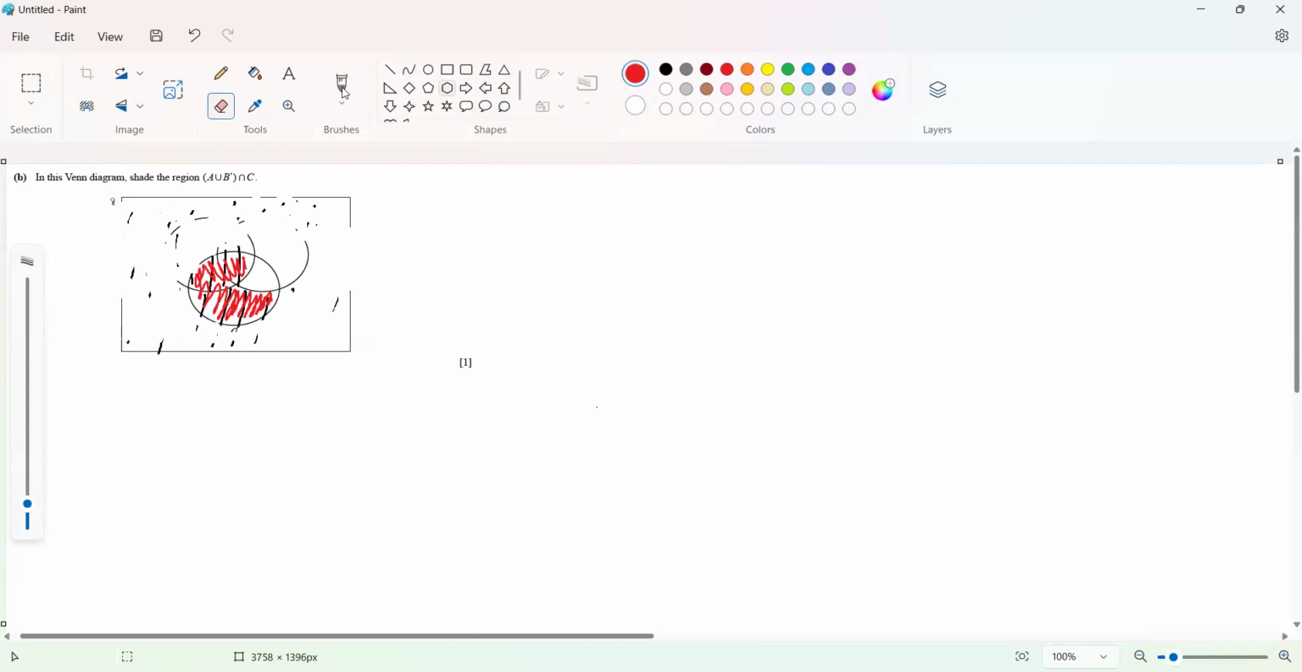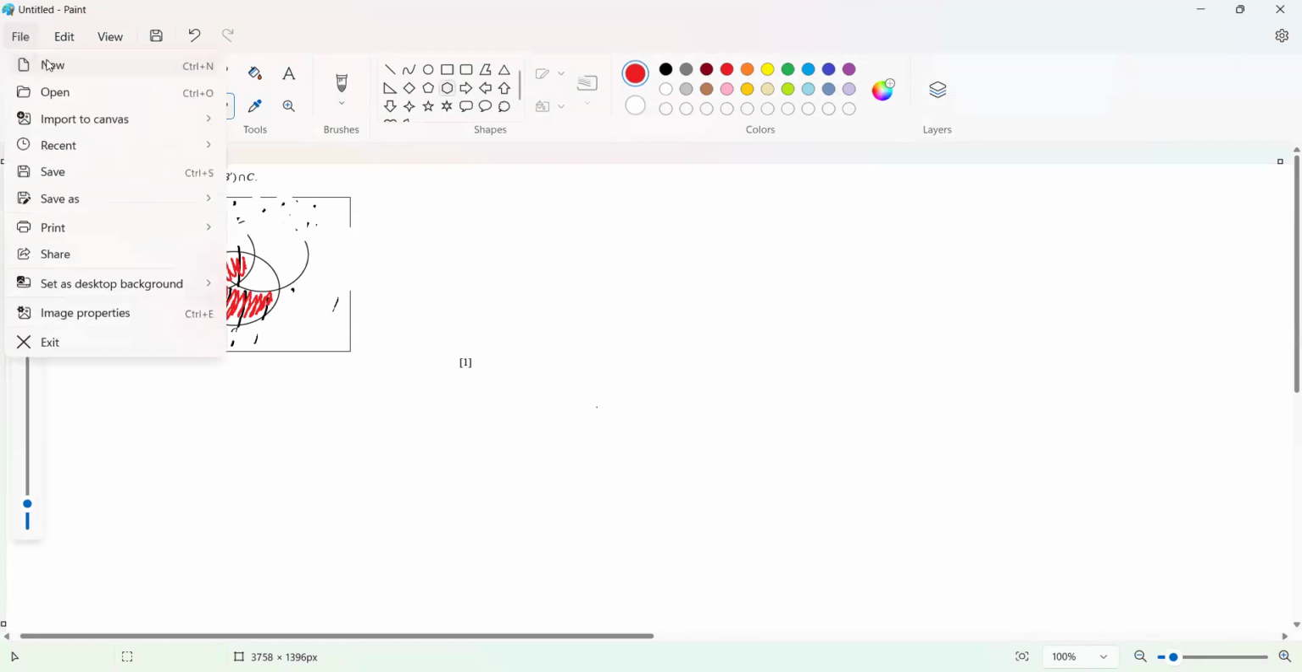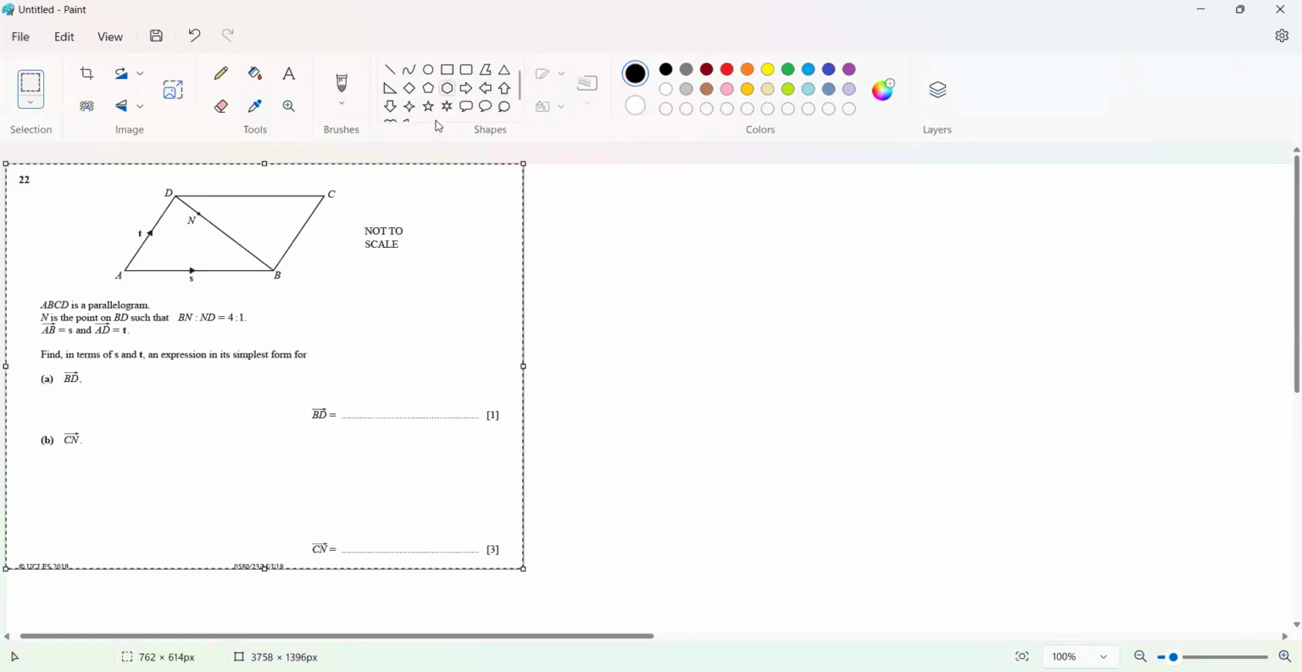So remember, intersect is shade is erase, union is shade more, right? So we are just left with that red region at the end. So you may skip 21 because 21 is not relevant. And then lastly, for our next question will be number 22. So for number 22, it's another vector question.